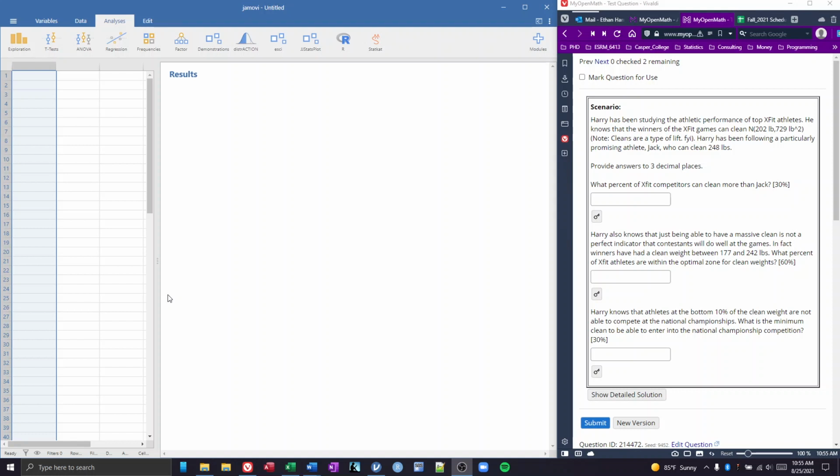Harry has been studying the athletic performance of top XFIT athletes. He knows that the winners of the XFIT games can clean N(202, 729 pounds squared). Note, cleans are a type of lift. Harry has been following a particularly promising athlete, Jack, who can clean 248 pounds. Provide answers to 3 decimal places.